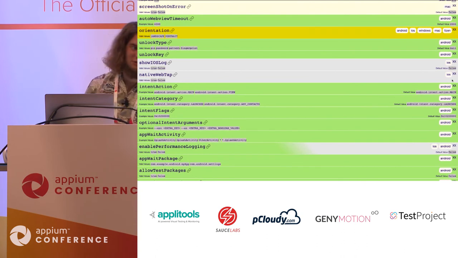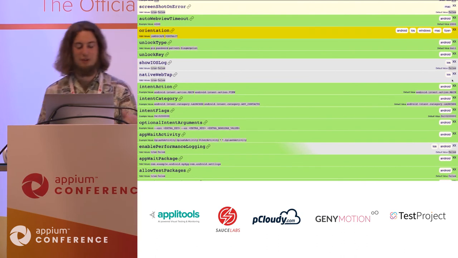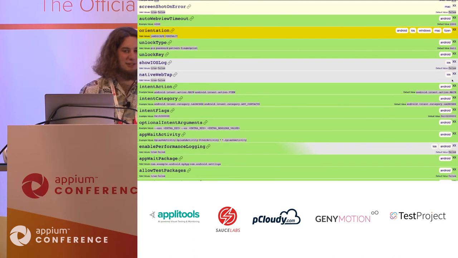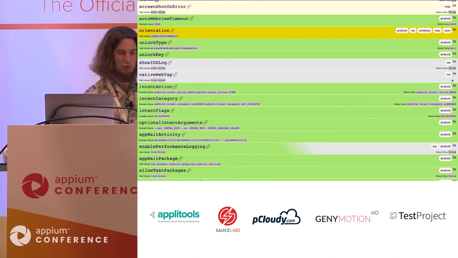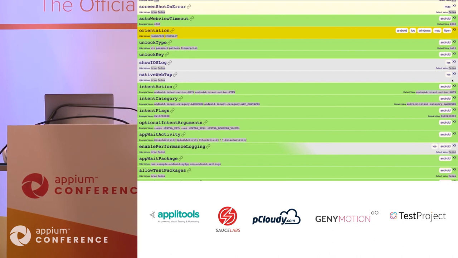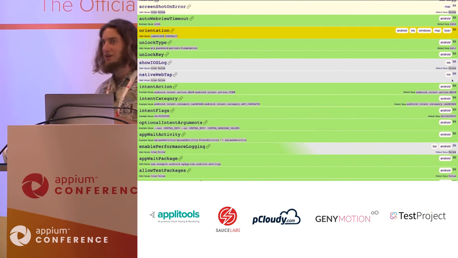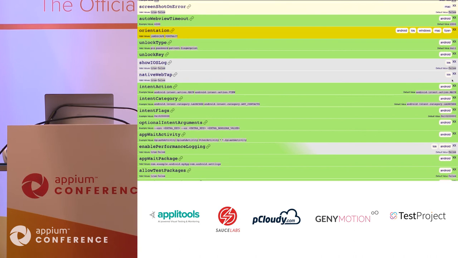Native web tap, that's a great one. Hopefully you've all run into that before. That is basically when you're on a website. Jonathan wrote an Appium Pro article about this. When you're on a website in the context of the web view and you do driver click element, the way it's going to click is it uses JavaScript to simulate a click. Now, a click is slightly different than a tap in JavaScript.